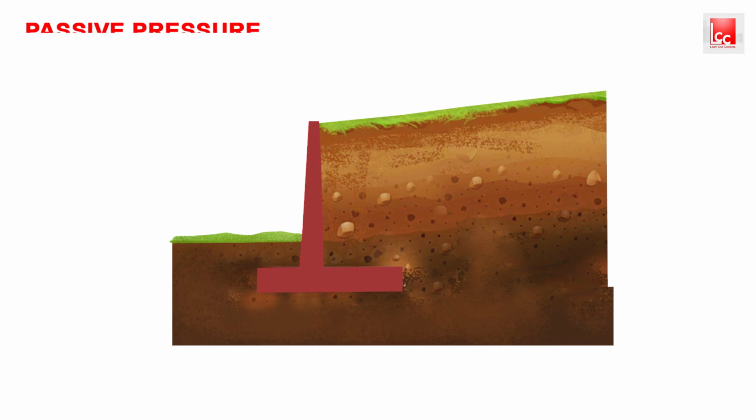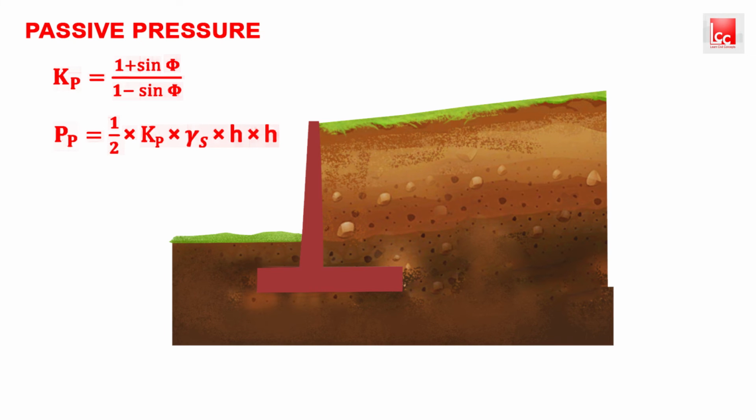There is one more pressure which is called passive pressure, which acts from the toe side and helps the retaining wall. The coefficient of passive pressure Kp is calculated by the expression, which comes out to be 3 for granular soil with phi of 30 degrees. This pressure is generally not included in design calculations, hence making the design conservative.